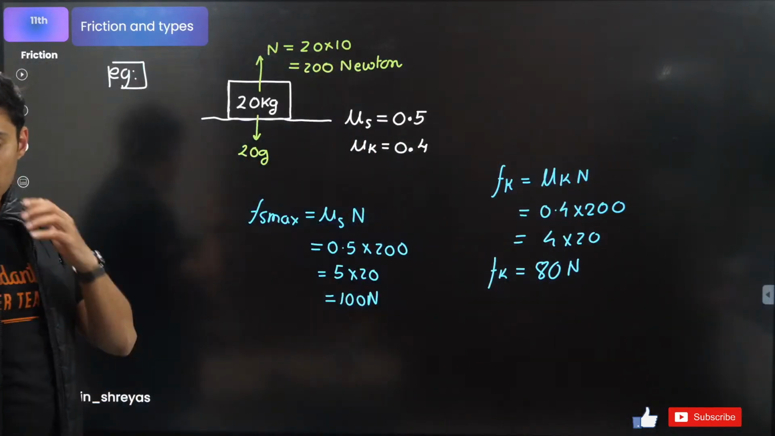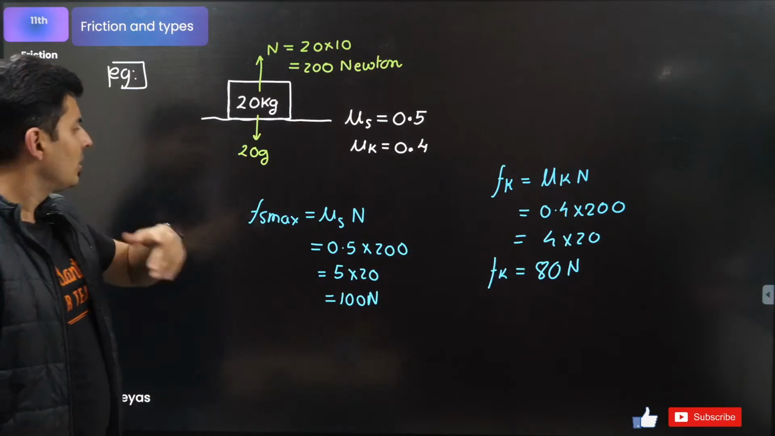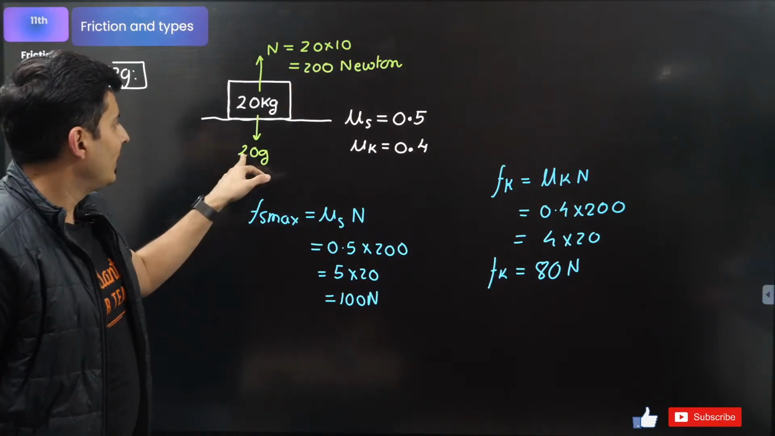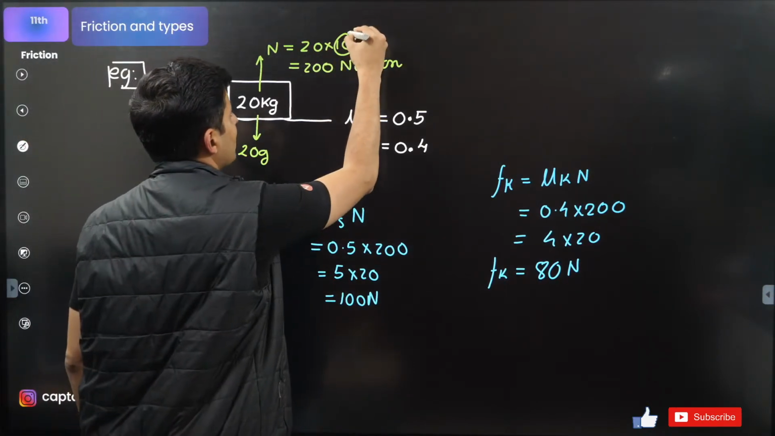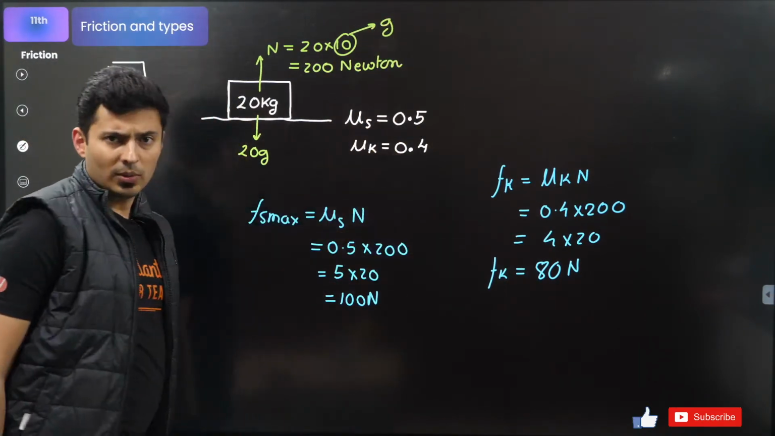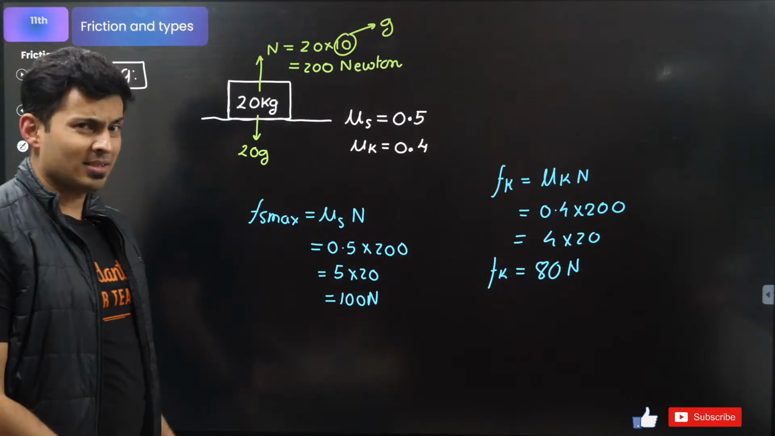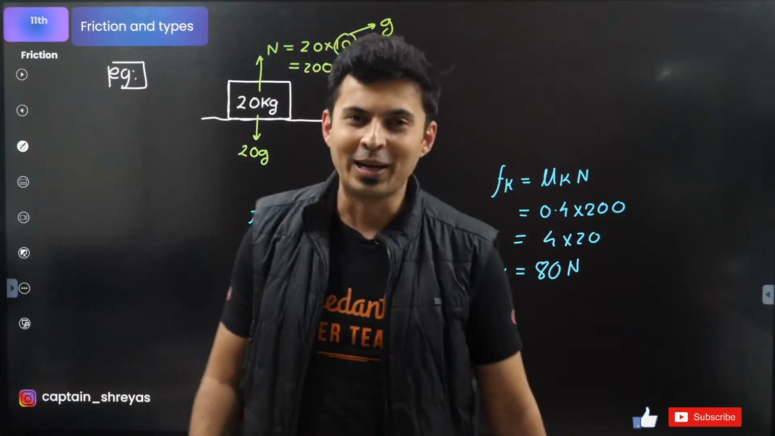Great. So how 10, Rakesh? This is the value of g, right? 20 g. What is the value of g? It is 10, right? Usually we'll take it as 10, unless specified otherwise. 9.8, I don't like that value.